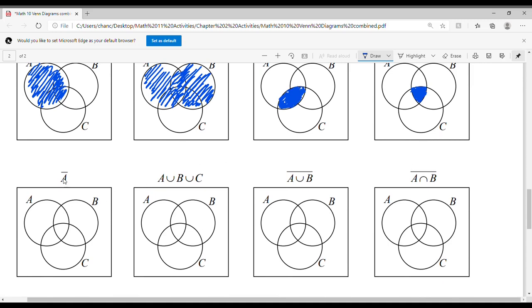A complement. A complement is everything outside of A. So we're going to shade everything that is not A. Everything that's not A.